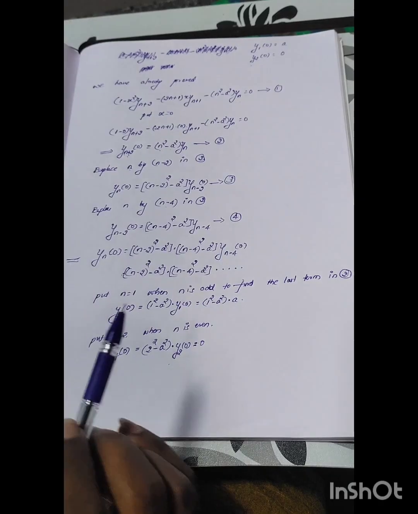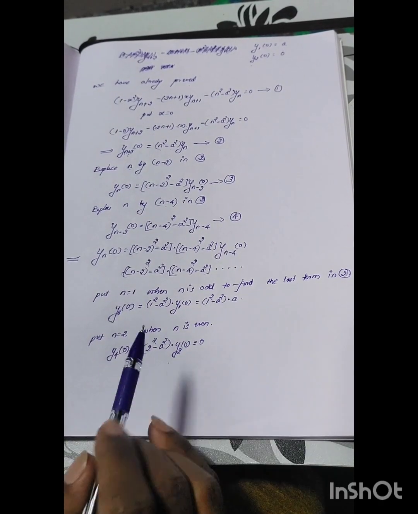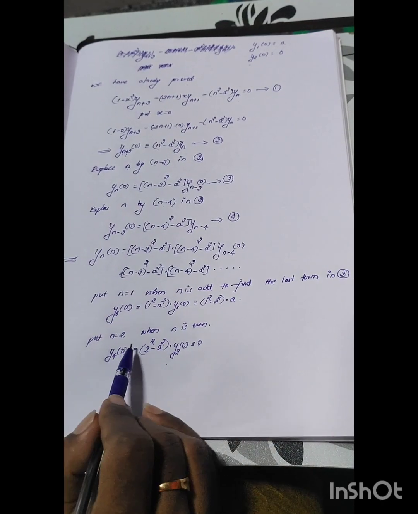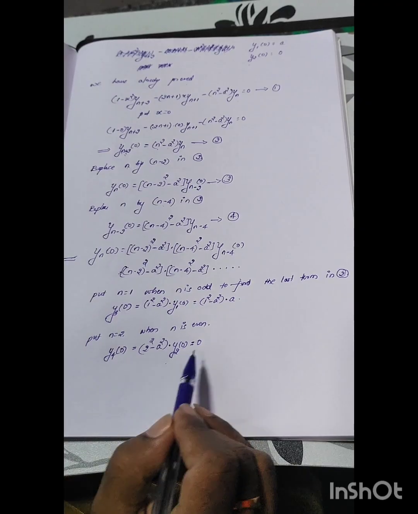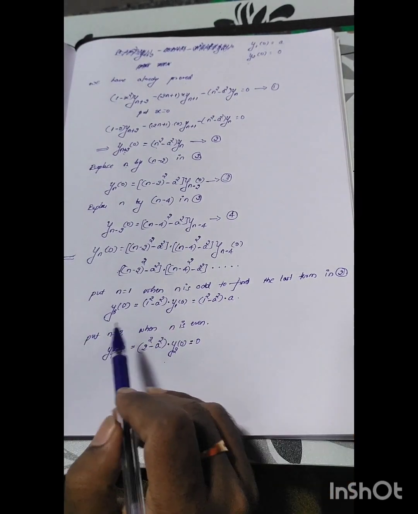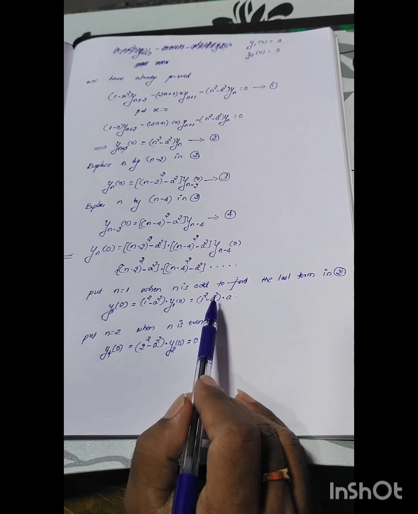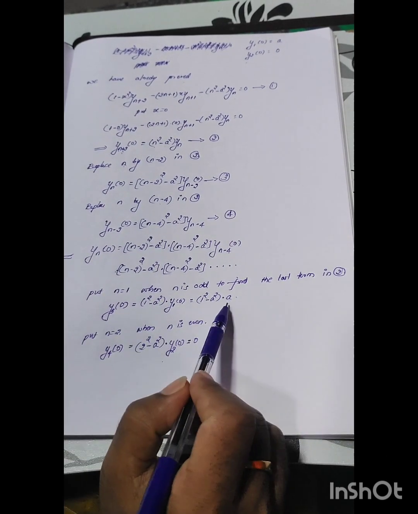So remember that whenever n is odd, we need to put n equal to 1 to find the last term, and when n is even, we need to put n equal to 2 to find the last term. When n equal to 2, y4 of 0, the last term will become 0, meaning the complete series will become 0. And when n equal to 1, we will have 1 square minus a square into a. So now replace y3 of 0 in this yn.